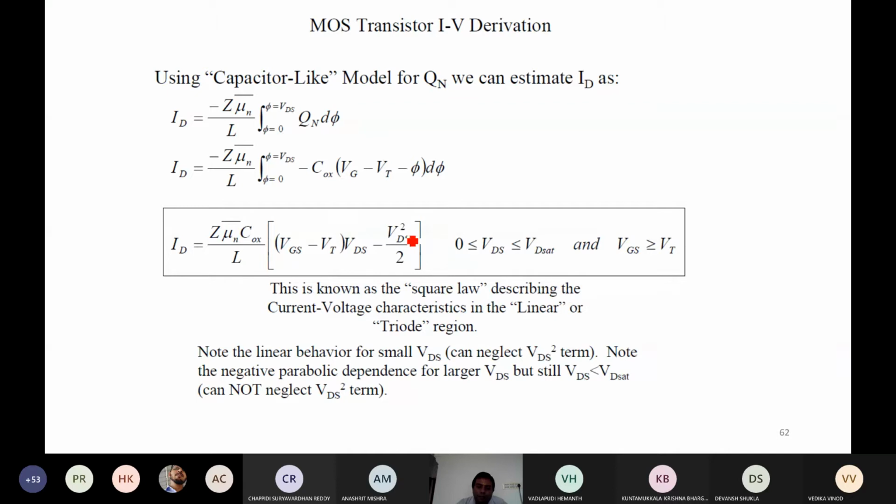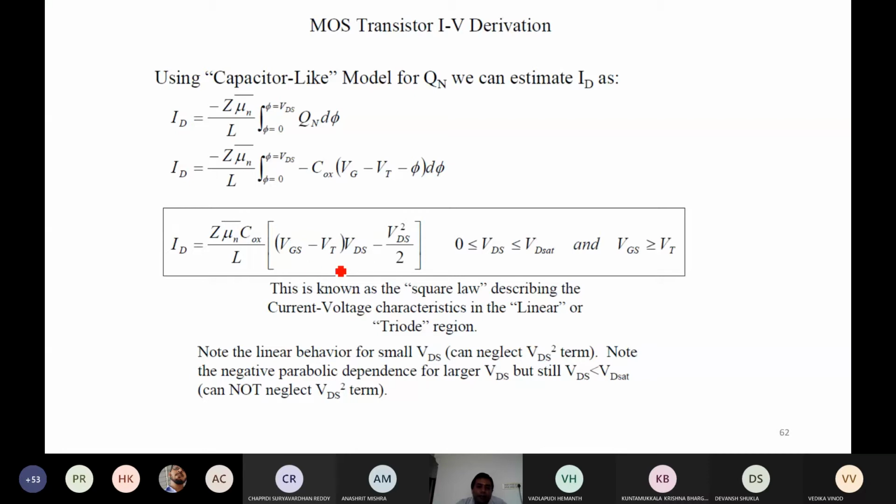And obviously when VDS is very small, this second term can be neglected. Then we get VGS minus VT into VDS, so there is a linear relation with VDS. ID varies linearly with VDS. So at a very small VDS, the current is fully linear, or it follows Ohm's law.